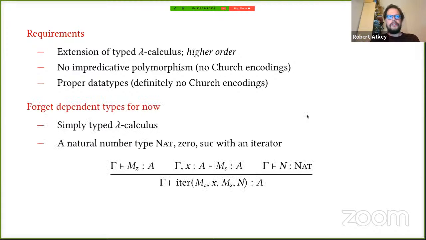So for now, I'm just going to forget dependent types, and just have the simply typed lambda calculus. Let's see what happens if we have the simply typed lambda calculus and a natural number type with 0 and successor and an iterator construct. So this is system T. It's simply typed lambda calculus plus the natural numbers with an iterator. Here the type of the iterator says if we've got something to do when it's 0 and something to do in the step case, then for any natural number, we get an A out at the end. So it just iterates the step case until it gets down to 0.